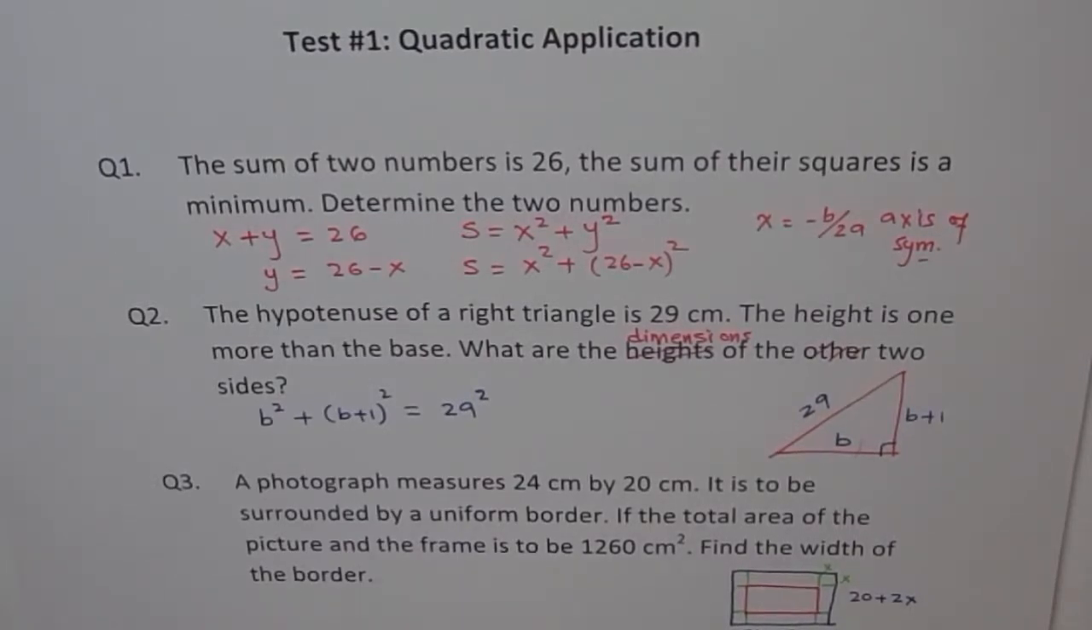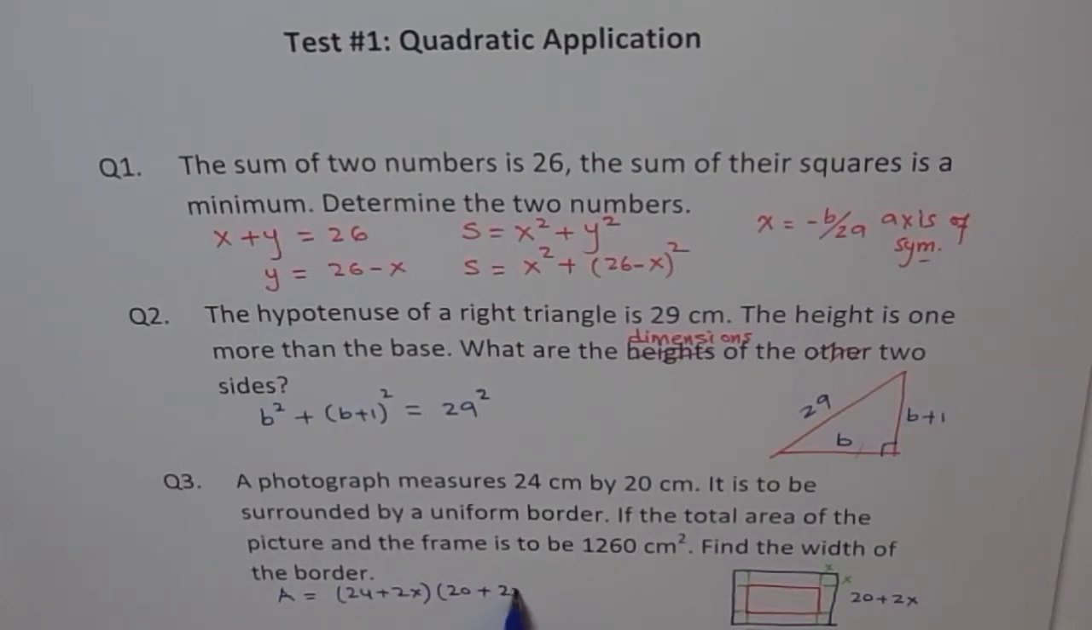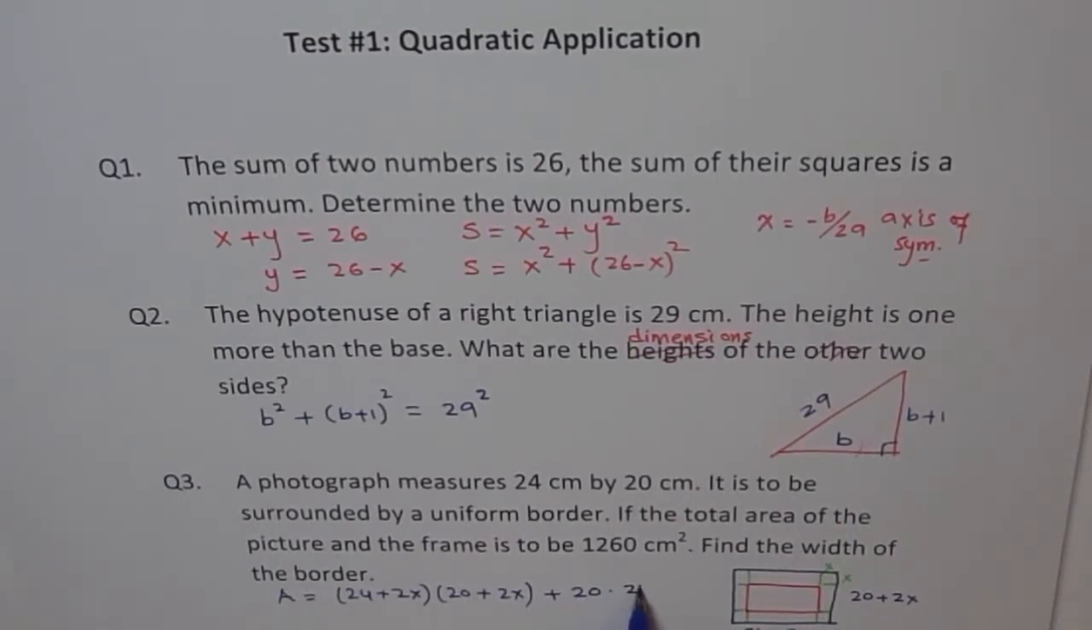So what is the total area? Total area of the frame is, so it's right, area equals 24 plus 2x times 20 plus 2x. So it says the total area of the picture and the frame, so also the picture. So picture area is how much? Picture is 20 by 24, correct? So you multiply these two. And then you combine the like terms and then do completing the square and get your answer. It's not difficult at all.